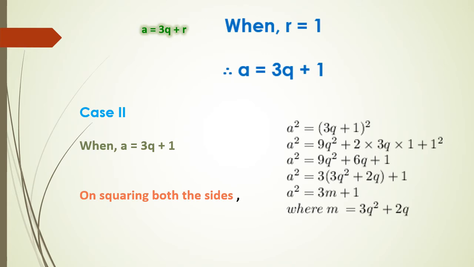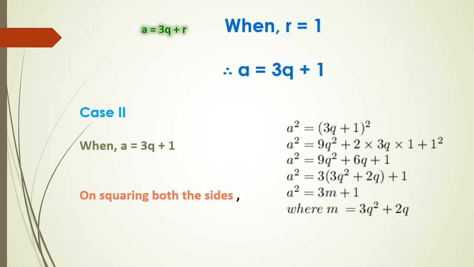Here we are going to use the identity a plus b whole squared. What is the square of 3q? 9q squared. What is 2ab? 2 into 3q into 1. And the last one is b squared. So b squared is 1 squared because here b is equal to 1. Therefore, a squared is equal to 9q squared plus 2 threes are 6q, and the last one is 1 squared, that is 1.